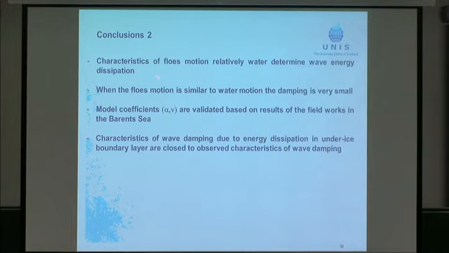So then a model was introduced with two coefficients: the alpha coefficient, characterizing motion of floes relative to wave-induced water motion, and eddy viscosity. These coefficients were validated for the region of the Barents Sea, and comparison with satellite images gave actually very good results.